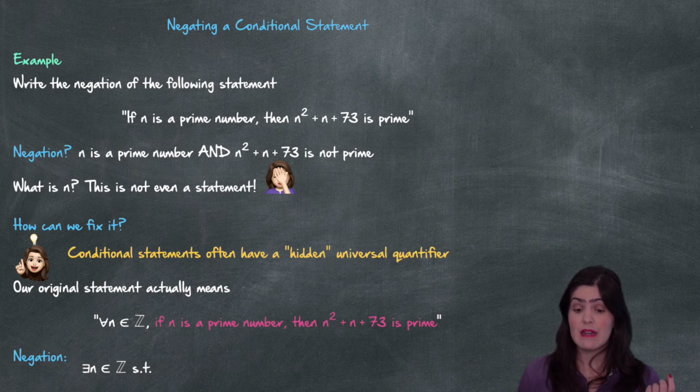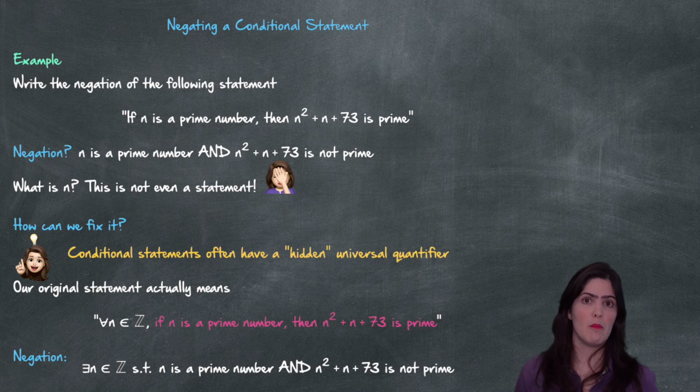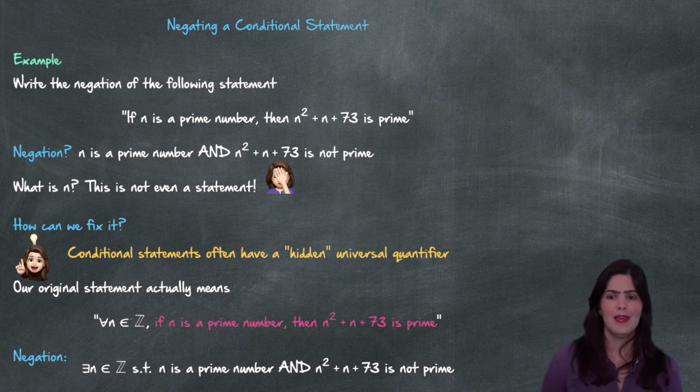So the negation would be: there exists an integer such that, and well, the negation of that pink bit is precisely what we wrote before. So then what we need to say is that there exists an integer number n such that n is a prime number and n squared plus n plus 73 is not prime. Okay.